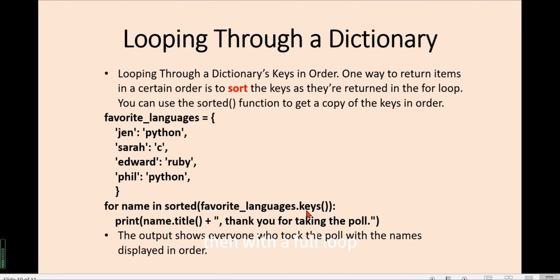Then with a for loop, for name in this sorted list, we print the name in title form, then thank you for taking the poll. So the output shows everyone who took the poll, with the names displayed in order.